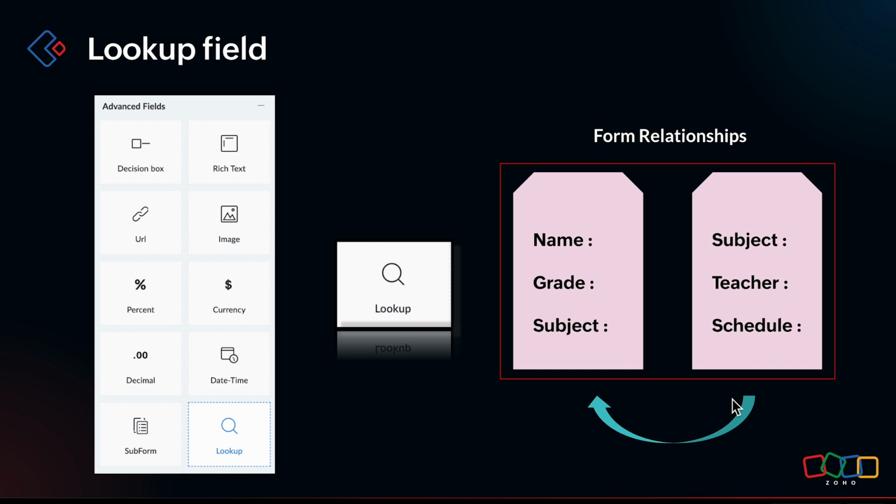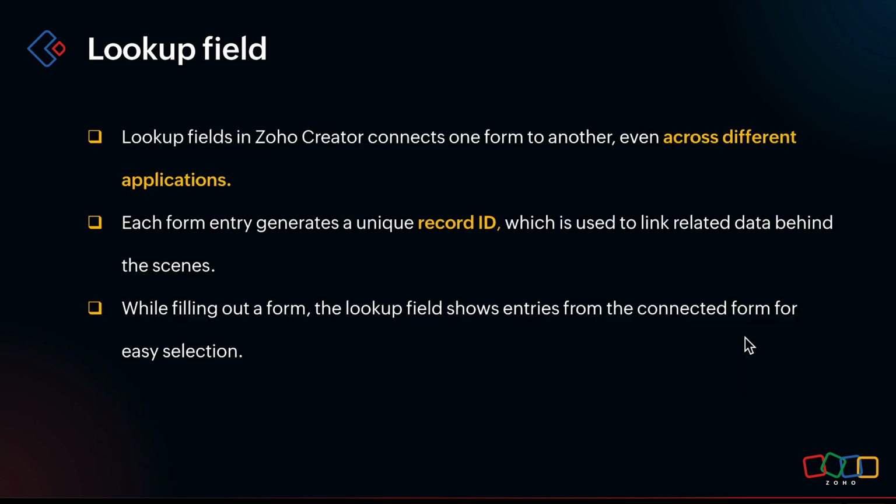Also, it is not mandatory that the relationship needs to be created only within an application. You can also bring in a relationship across applications as well. So for instance, within your Creator account, if you have 10 different applications, and if you want to fetch data from application 1 and display the fetched data in application 2, that can also be achieved using lookup field in Zoho Creator, right?